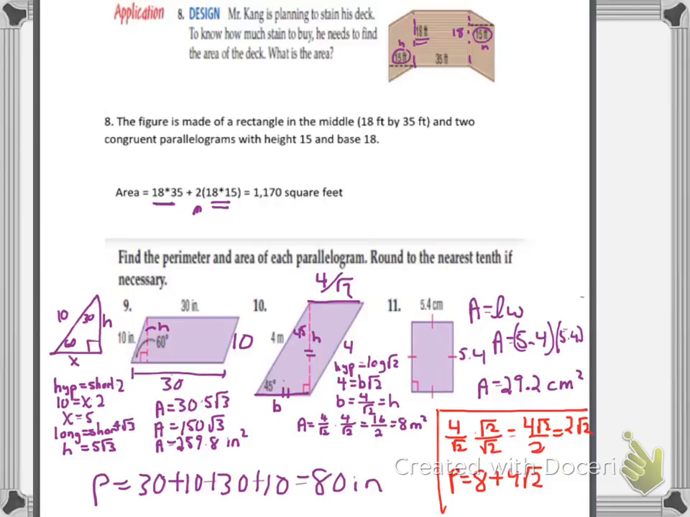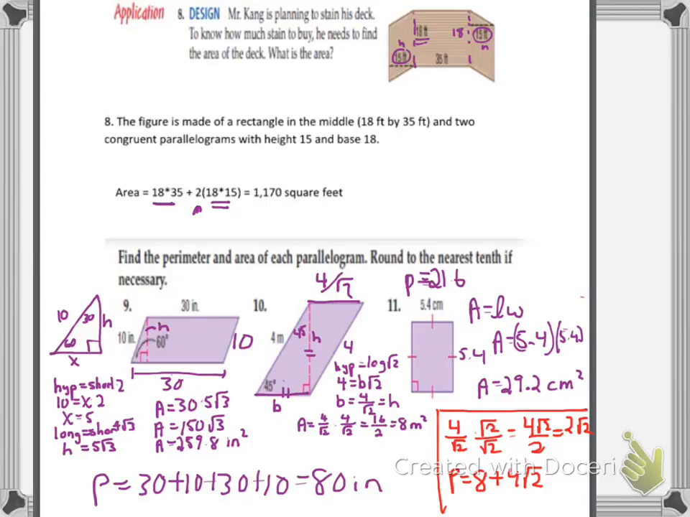On 11, just take 4 times 5.4 to get your answer. And I think that's 26 something. 4 times 5.4. And that's going to give you 21.6 is your perimeter on this last guy here. So P on number 11 is 21.6.